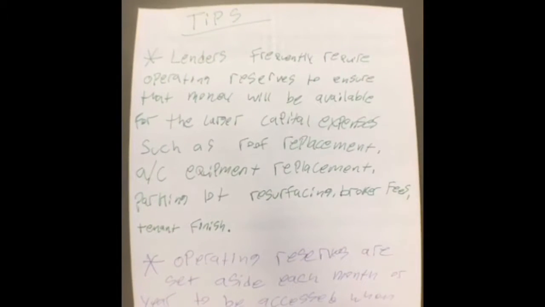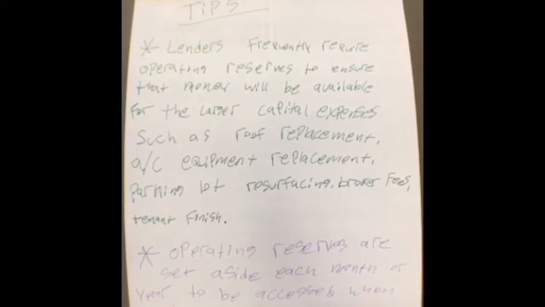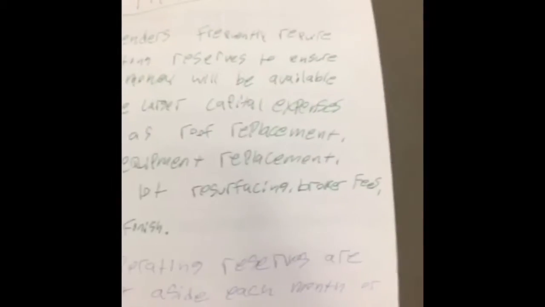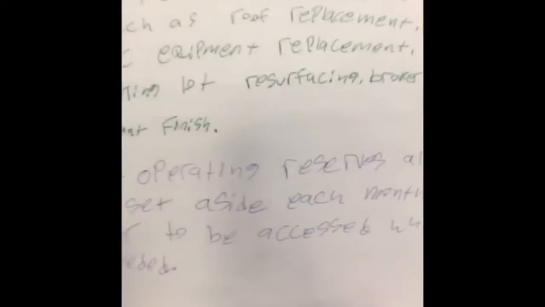Before we get into the actual example, here's some tips. Lenders frequently require operating reserves to ensure that the money will be available for larger capital expenses. What I mean by that is some examples like roof replacement, AC equipment replacement, parking lot resurfacing, broker fees, and tenant finish. Also, operating reserves are set aside each month or at the end of the year to be accessed when needed. So those are some things to note as a tip.